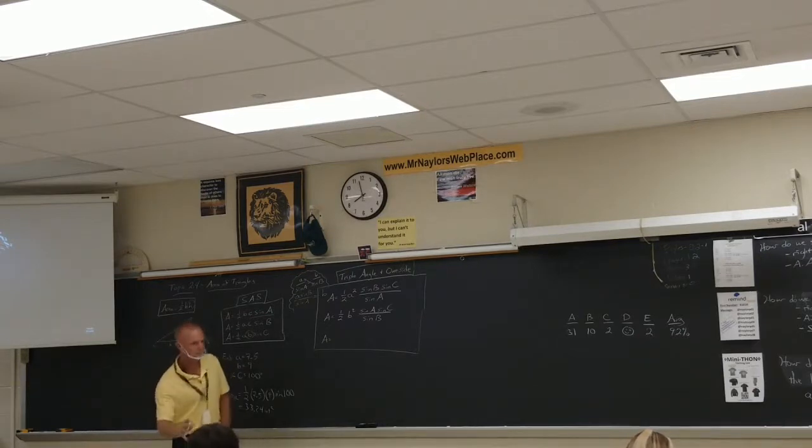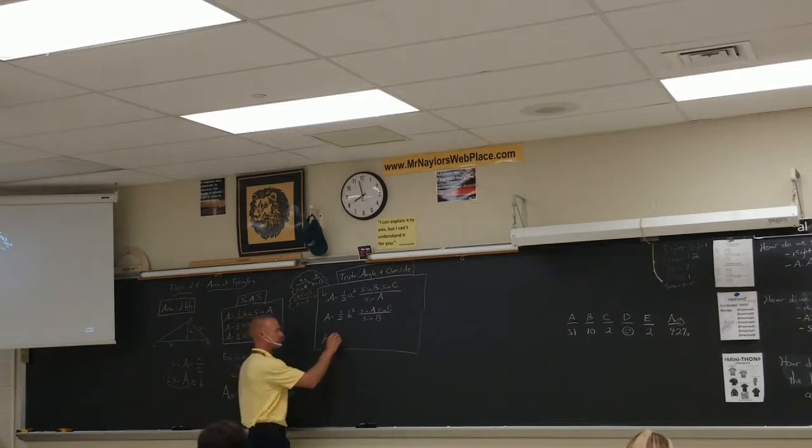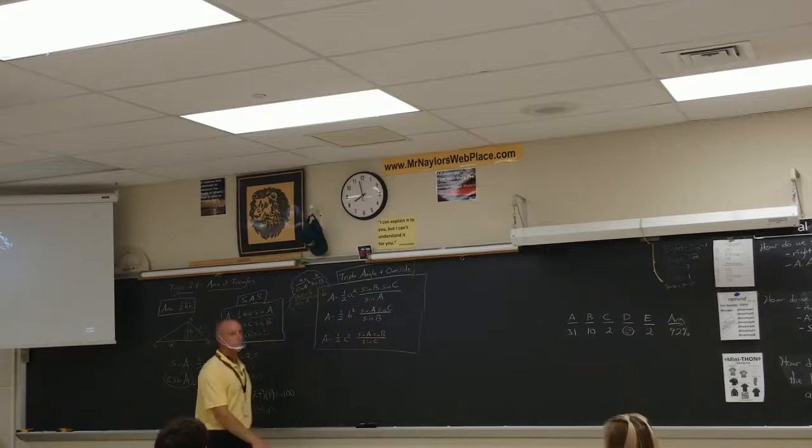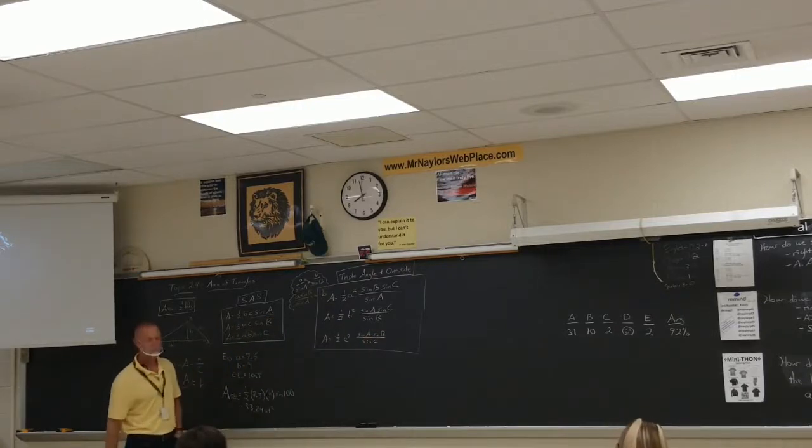How'd you fill it out, Brandon? A equals 1/2 C squared times sine A sine B over sine C. Very good. 1/2 C squared sine A sine B over sine C.